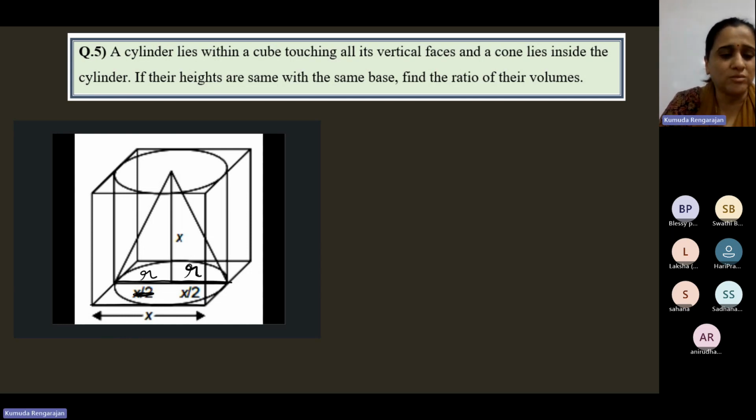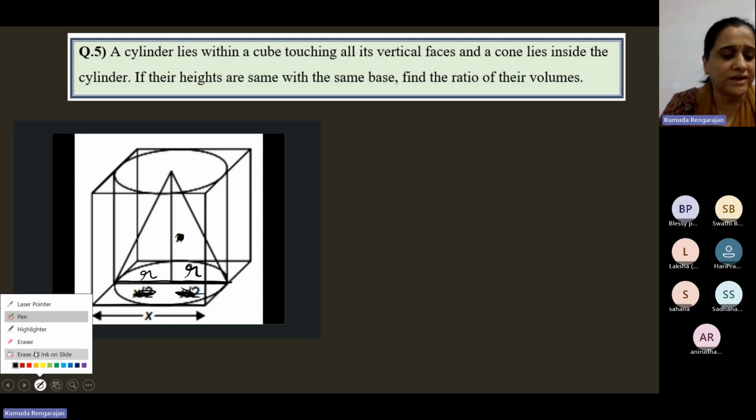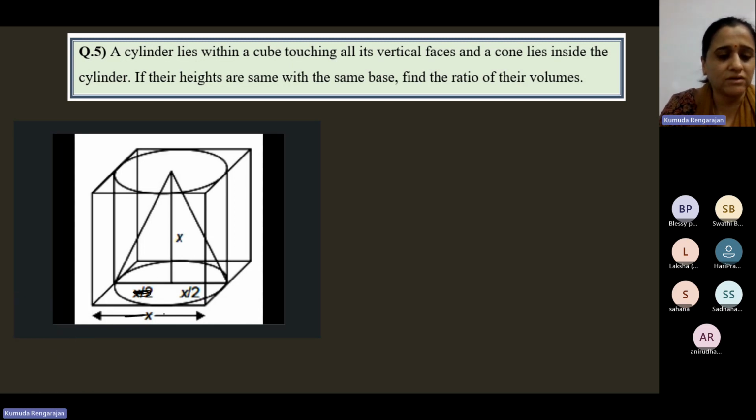I'm not talking about x by 2. Don't see that x and all that. I'm not using the x that was already there in the figure. Forget it. My question is, if the radius of the cone is r, the radius of the cylinder also will be r. Then the edge of the cube will be r plus r, which is 2r.